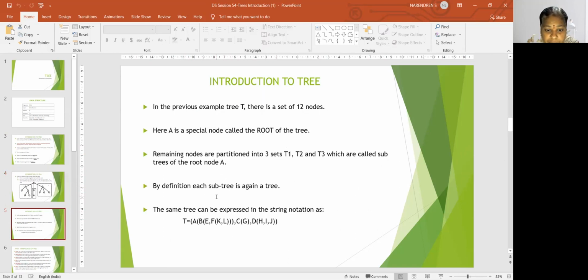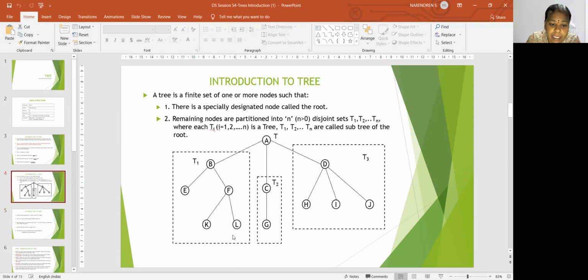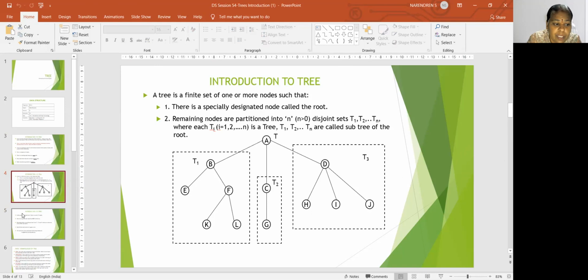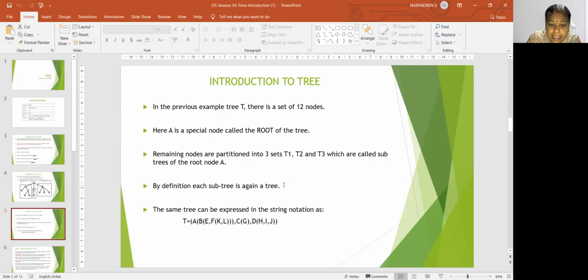So by definition, each subtree is again a tree. We know that very well, because if you take this B separately, as T1, this is also acting like a tree. So this is what we have been seeing here.